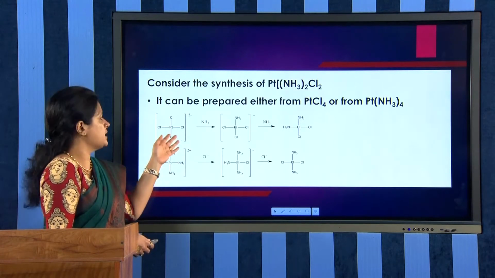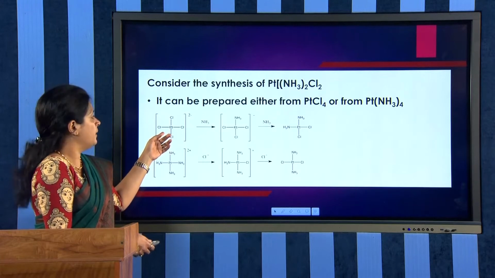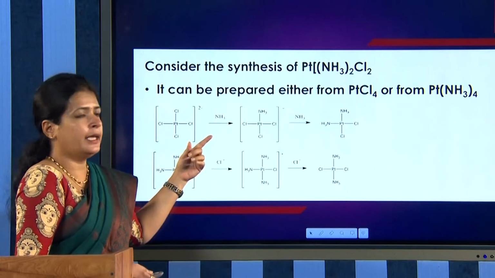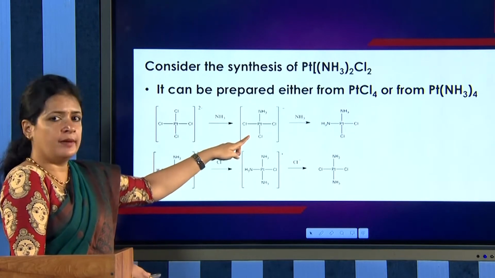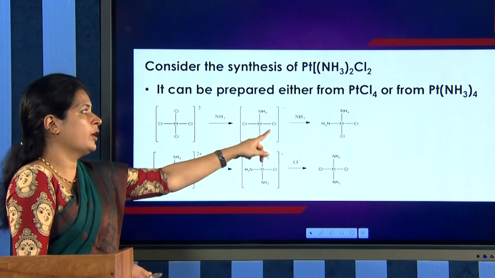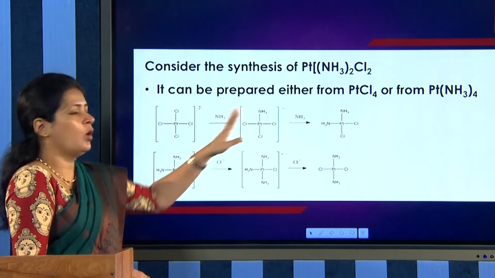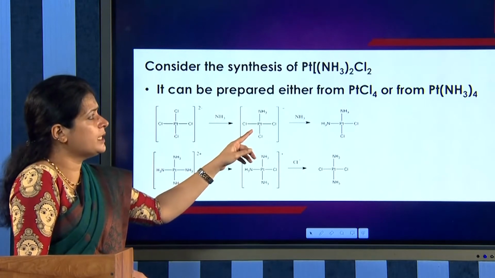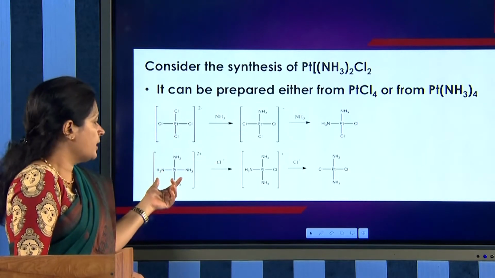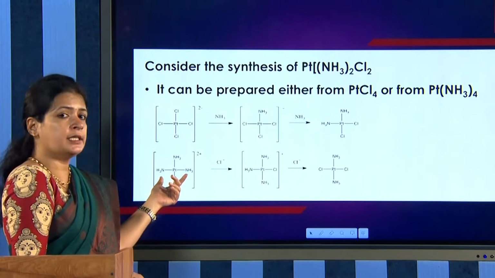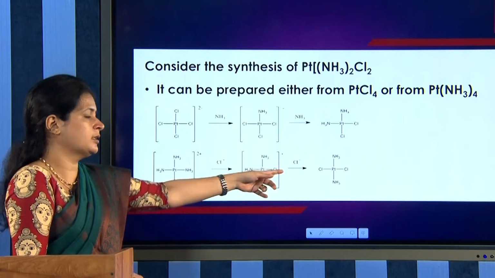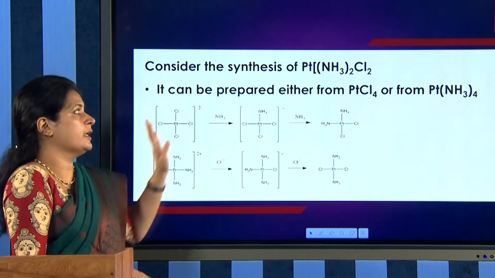See the reaction sequence. Initially, if I take PtCl4 as the initial compound and add an ammonia ligand, the ammonia will be substituted, and if I add one more ammonia molecule, the product will be a cis complex, that is cis-Pt(NH3)2Cl2. The product is a cis isomer. And if I start with Pt(NH3)4 2+ and add Cl minus ligand, I will get a trans isomer, trans-Pt(NH3)2Cl2.